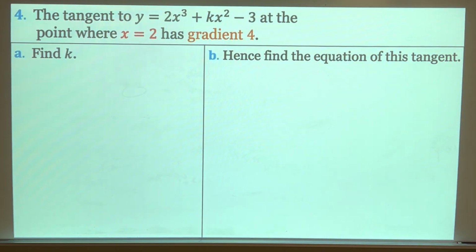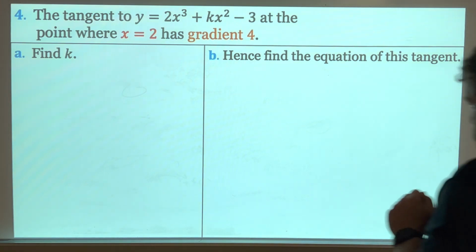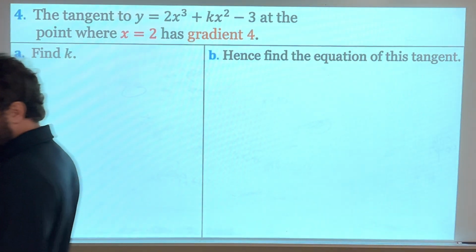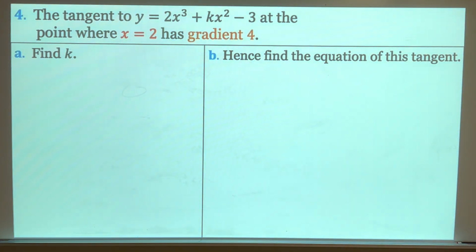Next, the tangent y equals 2x cubed plus kx squared minus 3, and the point where x equals 2 has a gradient of 4. Well, that's interesting. Find k. So you guys are doing this one. I'll give you a hint. First thing you're going to do is derive the equation. When you see the word gradient, you're going to derive.